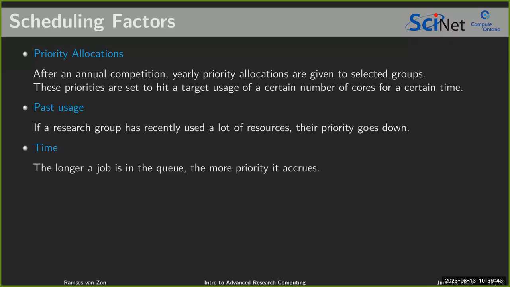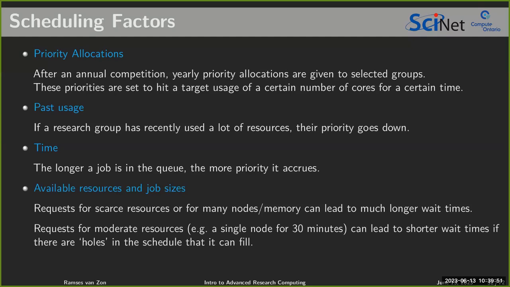Time also is a factor. The longer you wait, the more priority you accrue. In other words, you sort of bubble up to the top of the queue eventually. And also available resources and job sizes. If you have a large job that needs many nodes, those nodes have to stop doing the jobs that they were doing before, so you have to wait longer. If it's a single node or a single core, chances are pretty quickly one of the cores is going to be done with its job and you can run. So too many factors to really tell. You kind of have to trust that as long as you don't overuse your allocation or whatever the average fair share is, the scheduler is doing its best.